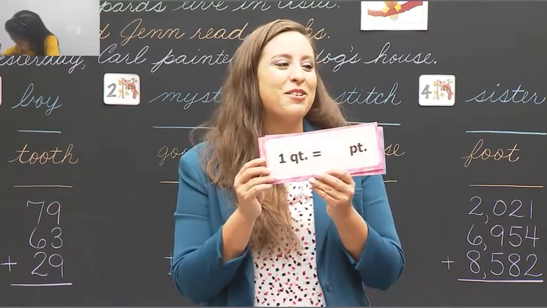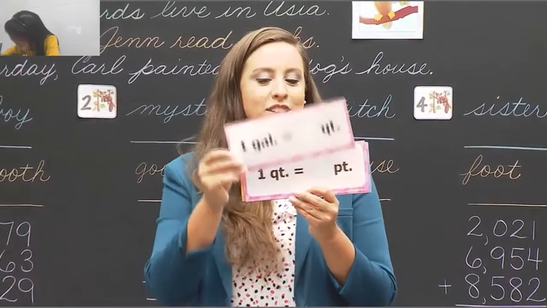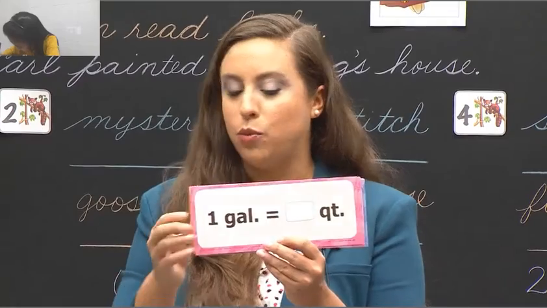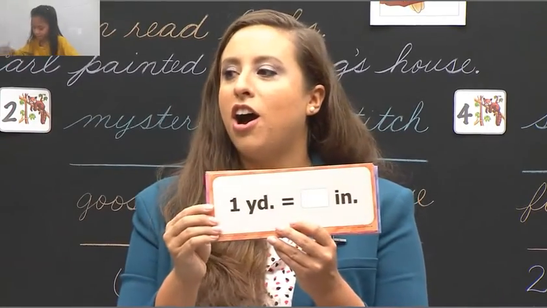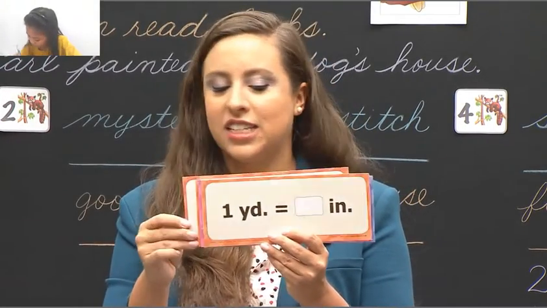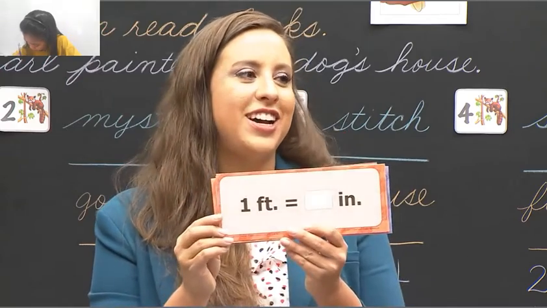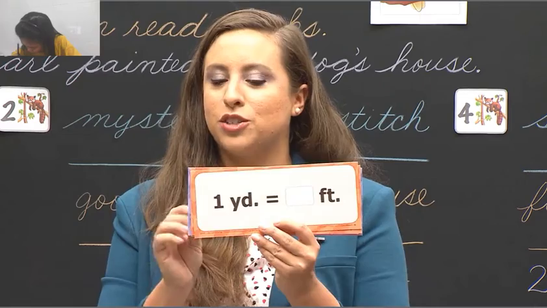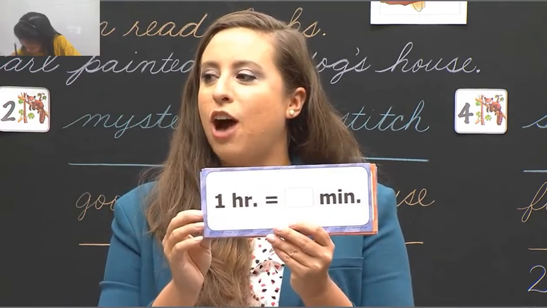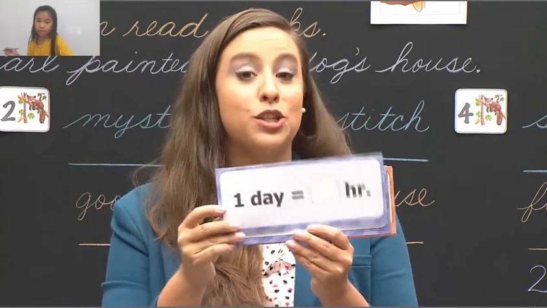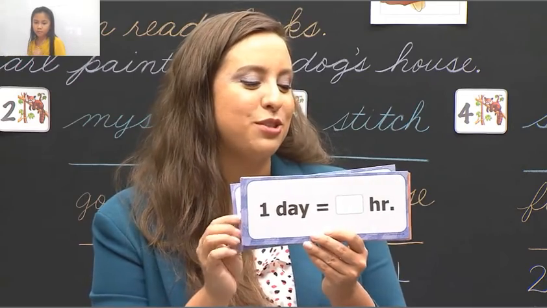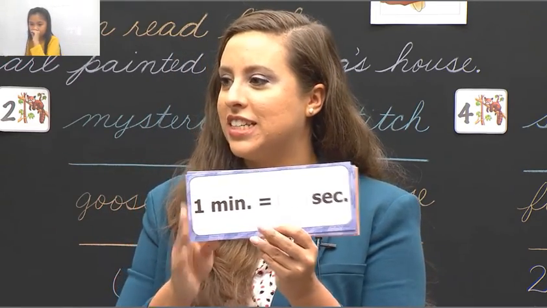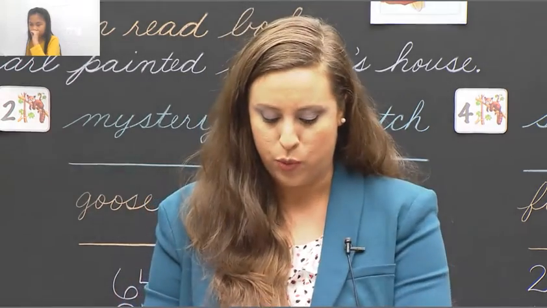1 quart equals 2 pints. 1 gallon equals 4 quarts. Well done. Boys, continue. 1 yard equals 36 inches. 1 foot equals 12 inches. 1 yard equals 3 feet. 1 hour equals 60 minutes. 1 day equals 24 hours. 1 minute equals 60 seconds. Excellent teamwork, boys. Well done.